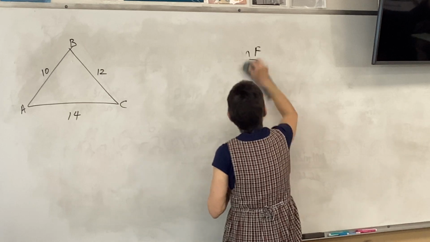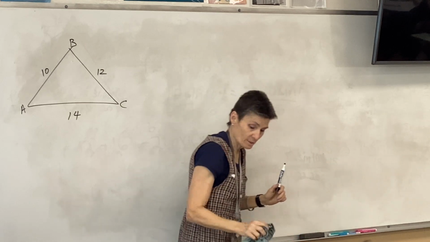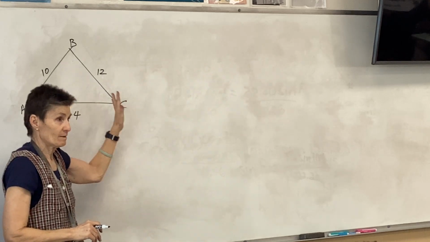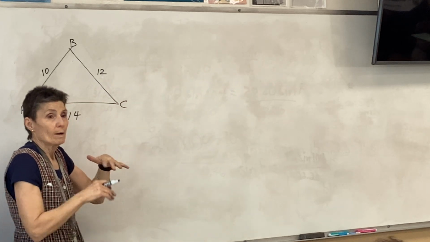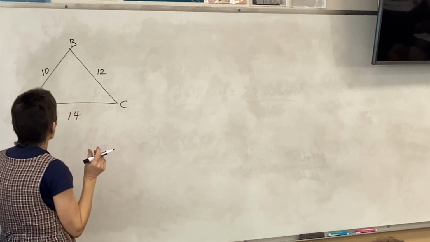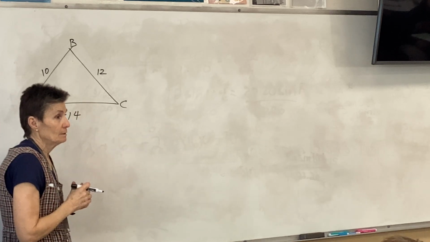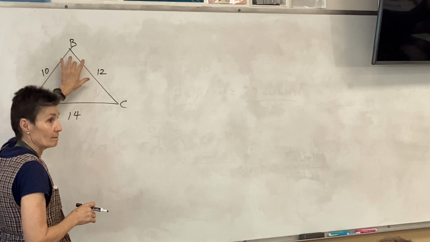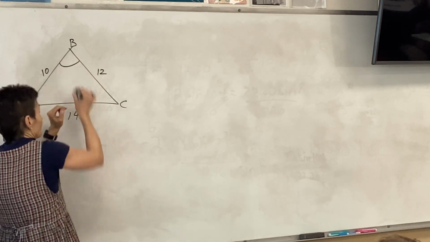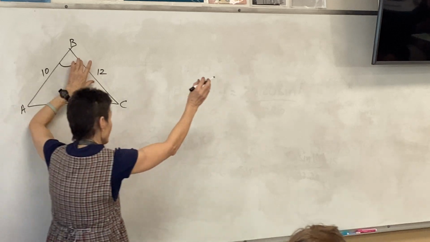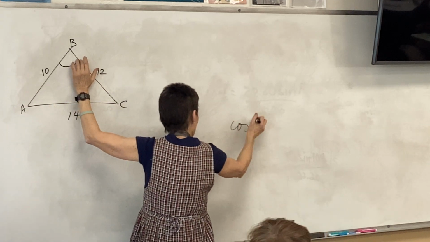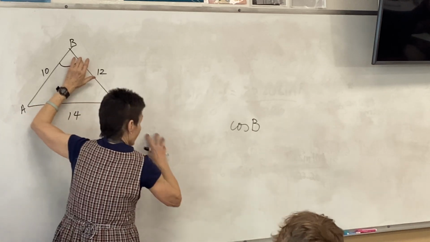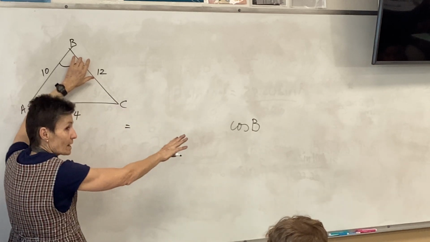How many angles does the law of cosines use? One. I don't know any of these angles, so let's pick one. Let's do B. You just gotta pick one, all right? So I'm gonna use angle B. So out here on this end, it's gonna say cosine B. There'll be a whole bunch of junk in there, but on the end, it's gonna be cosine B.